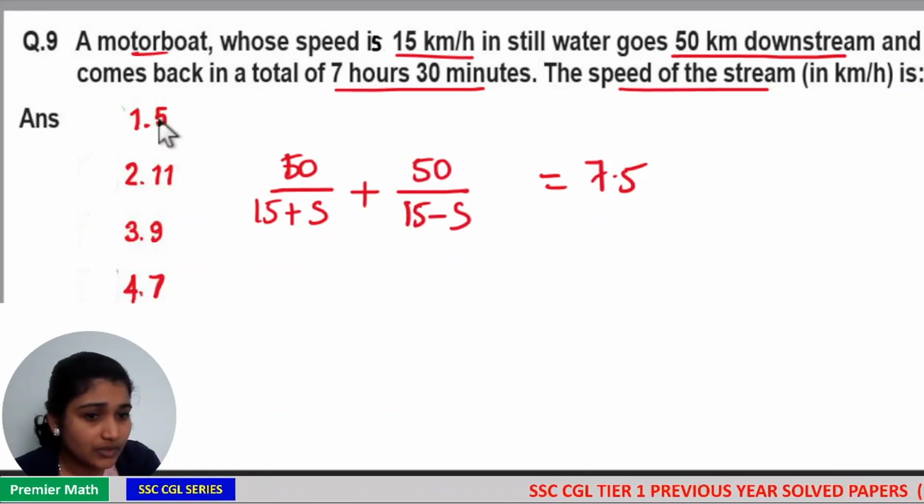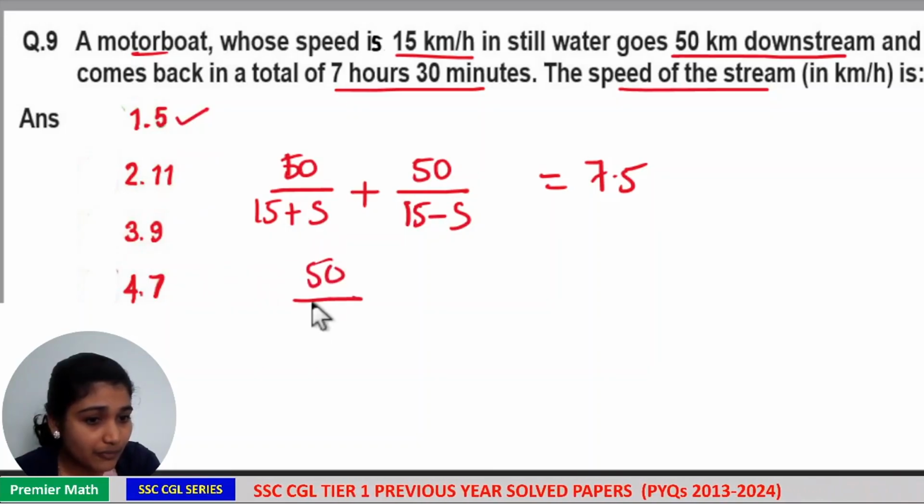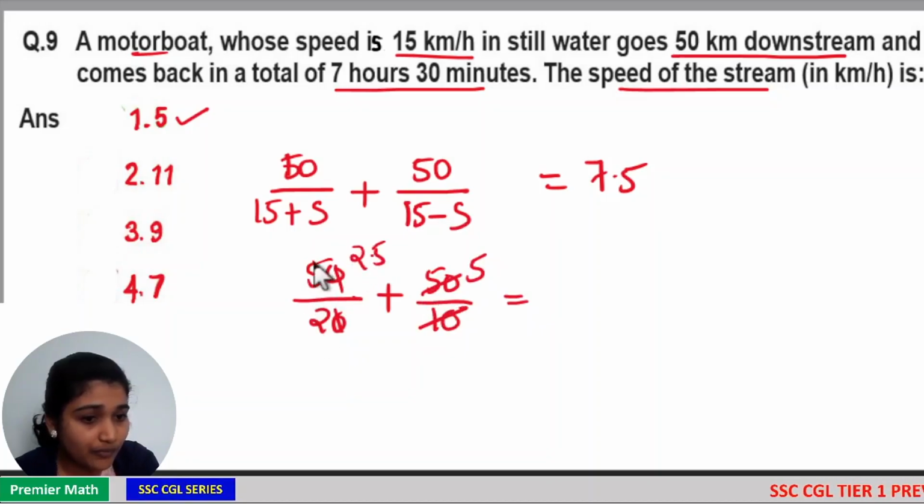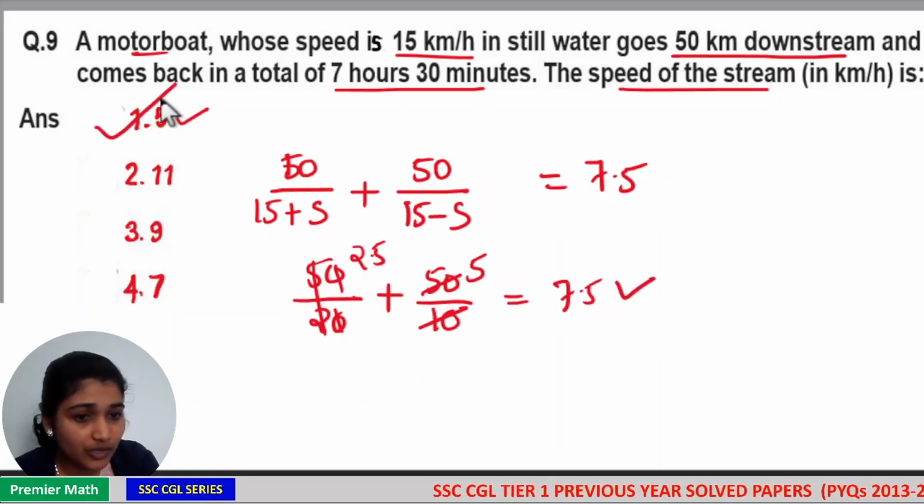Now just do the option verification. If I'm taking 5, 50 divided by 15 plus 5, 20, and 50 divided by 15 minus 5 is equal to 10. Now 10 goes 5 times in 50, and here 50 by 20 is equal to 2.5. So 2.5 plus 5 is 7.5, which is right. Option 1 is your answer.